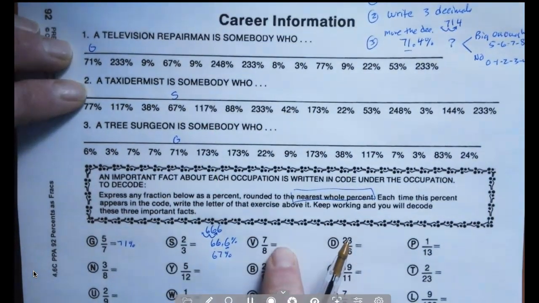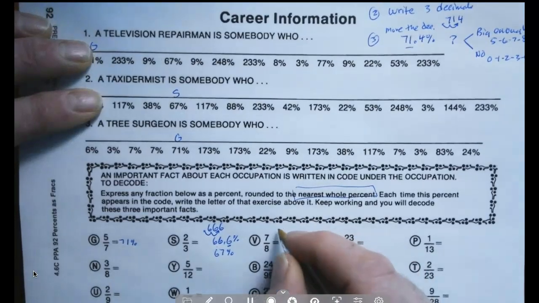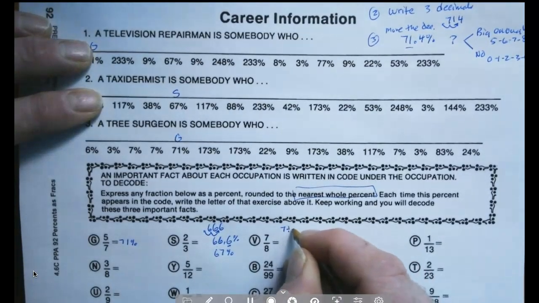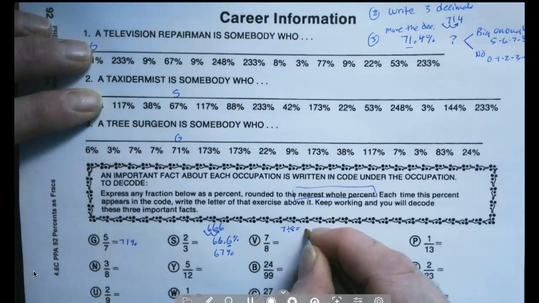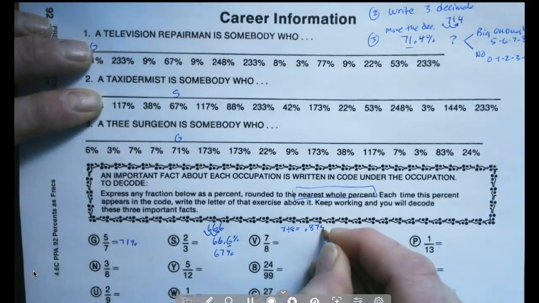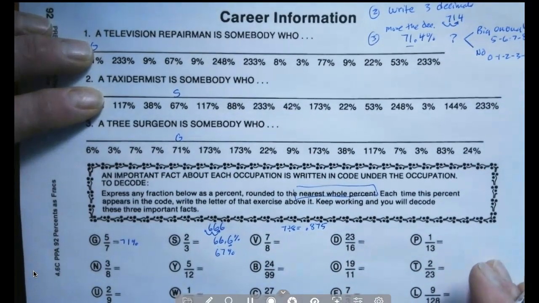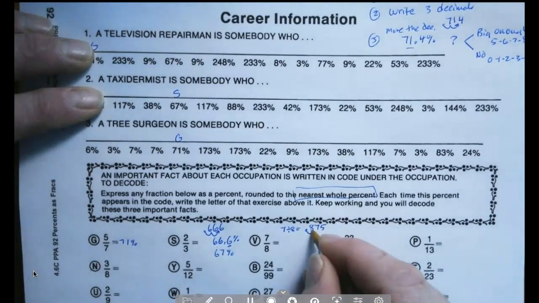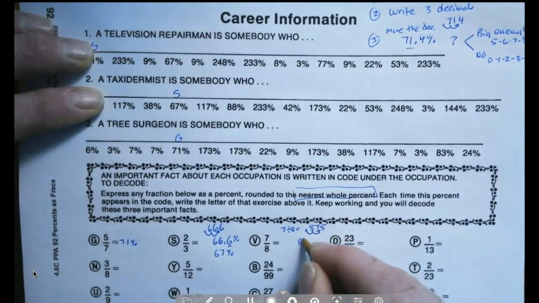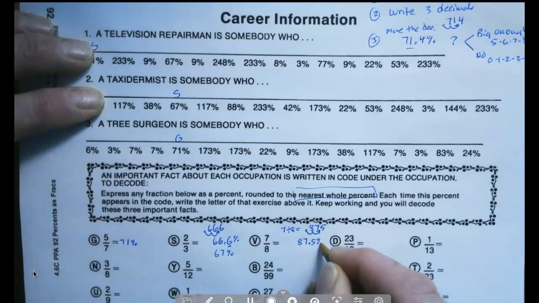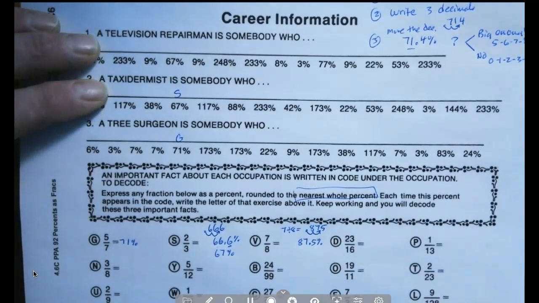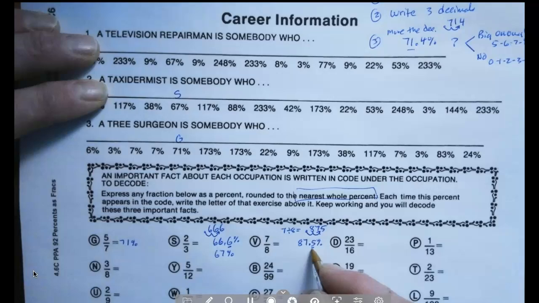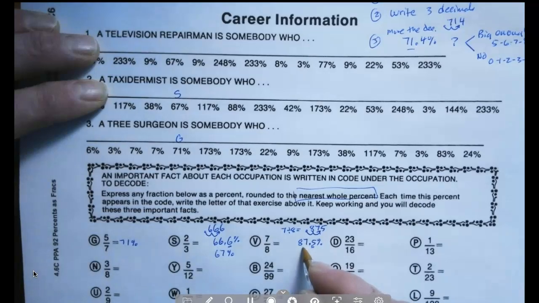Let's do another one. 7/8. Okay, we put it in the calculator. 7 divided by 8. And our calculator says 0.875. We write just 3 decimals. That's all there is this time. We move the decimal 2 places. We have 87.5%. We look at that last digit. Is that number big enough to call this 88%?